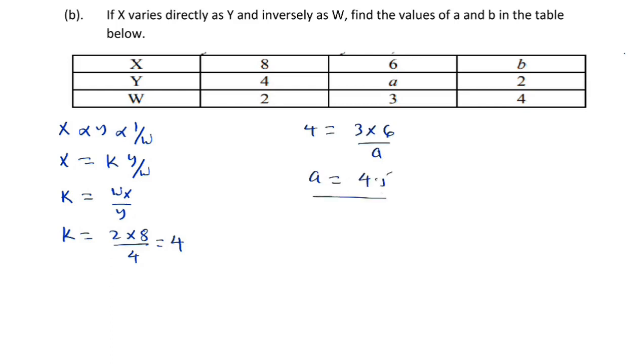And also to find the value of b, let us substitute x equals b, y equals 2, and w equals 4 from the table, and k equals 4. Then our equation is 4 equals 4 times b over 2. Solving for b, we have b equals 2. Therefore, a equals 4.5 and b equals 2, and these are our answers.